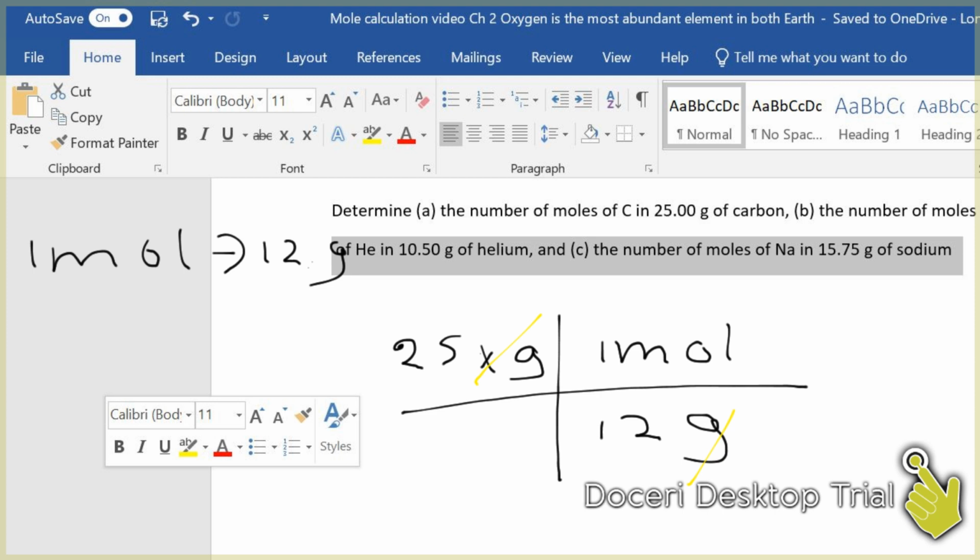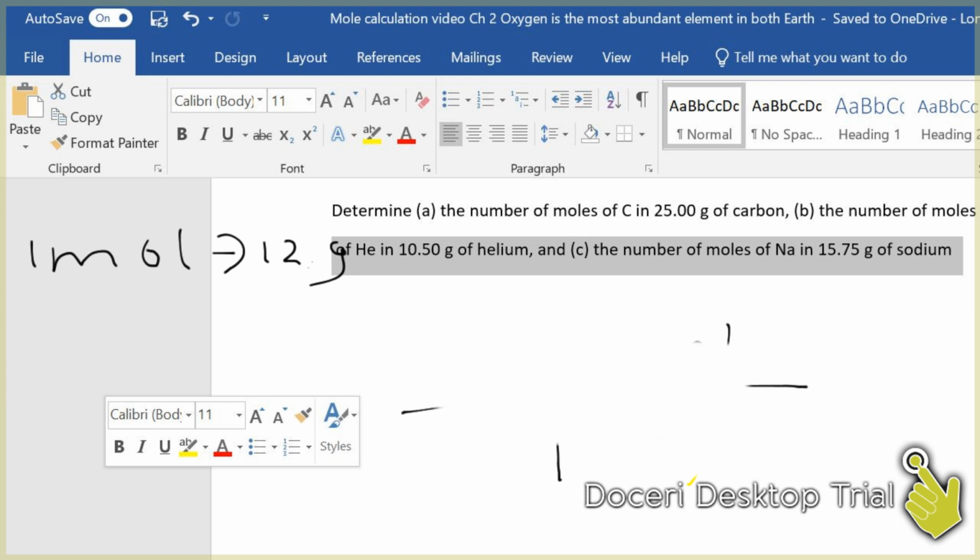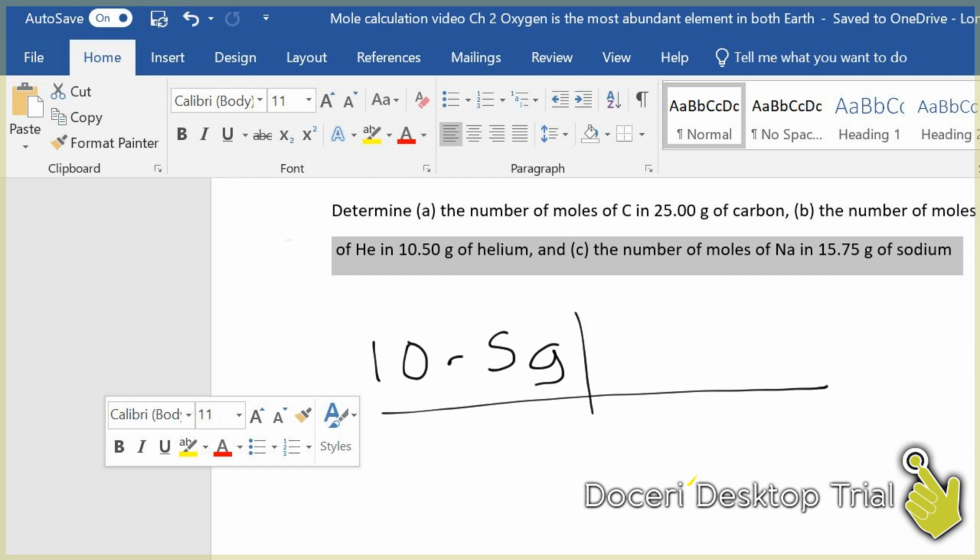And then part B, the number of moles of helium in 10.5 grams of helium. So for that, let me erase this one for a minute. It's not going. Okay. So helium, molar mass of helium is 4, because it's hydrogen, helium. You take the mass, which is given, 10.5 grams. 1 mole is 4 grams. That's it. So basically you divide 10.5 by 4. That's what I'm always showing you.